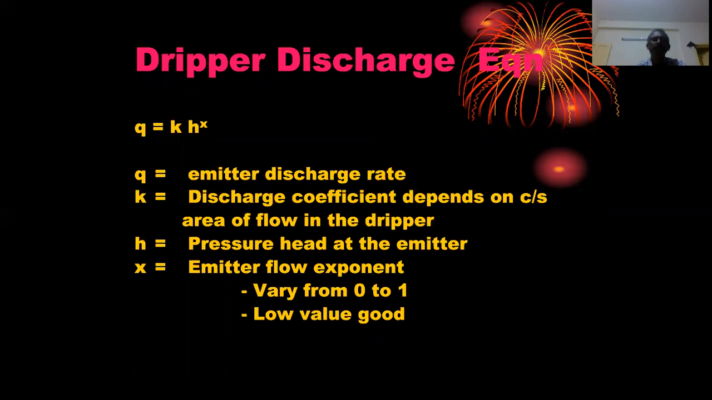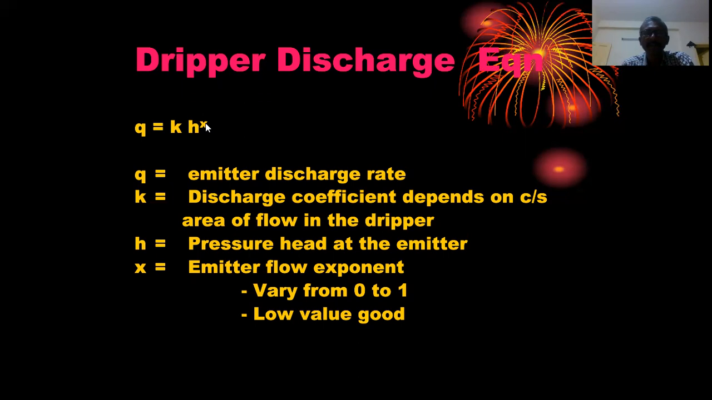This is the dripper discharge equation. This is much similar to the sprinkler discharge equation we studied during the sprinkler subject. Q is equal to K into H power X. Q is the discharge rate from the dripper, K is the discharge coefficient, H is the pressure head, and X is called the flow exponent. For sprinklers, we studied that the flow exponent will always be 0.5. As far as the dripper is concerned, it is not constant. It varies depending on the type of dripper. It varies from 0 to 1.